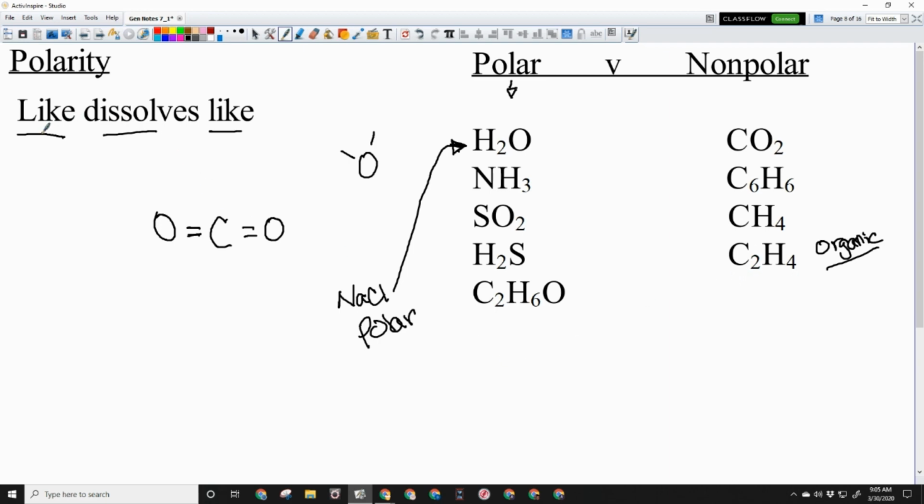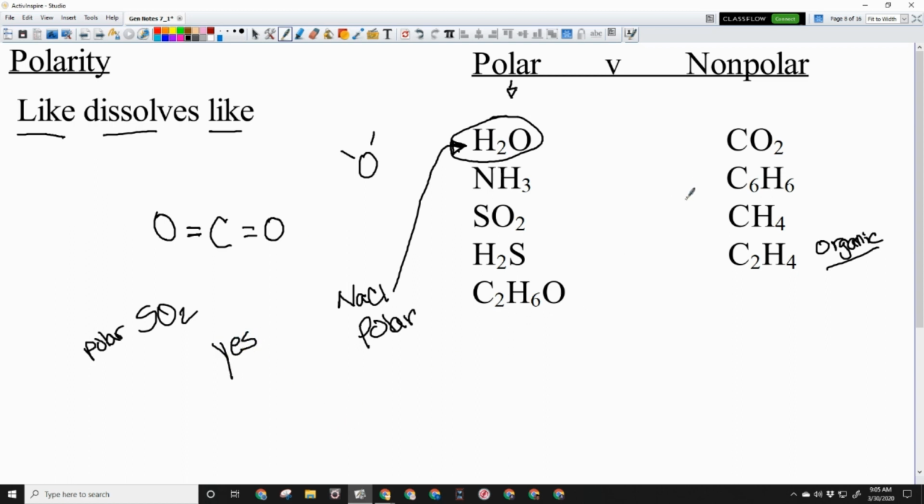Okay, so just remember, like dissolves like. The next question you're going to ask is, if I see this on the test, how am I going to know, how am I going to remember that this is polar or nonpolar? It will tell you on a test. It will say, if you have a polar molecule of SO2, will it dissolve in water? Well, we have to remember that water is polar. Probably that's the only one you're going to have to remember. And the answer is yes, because they're both polar.